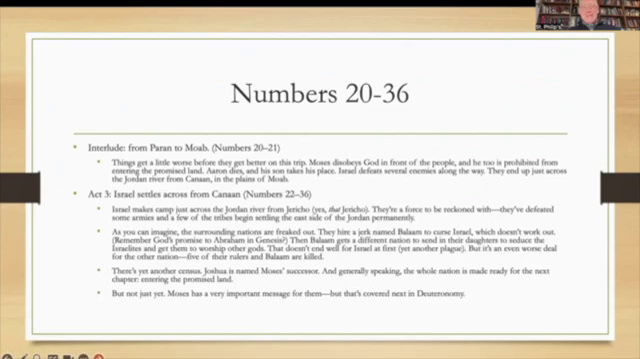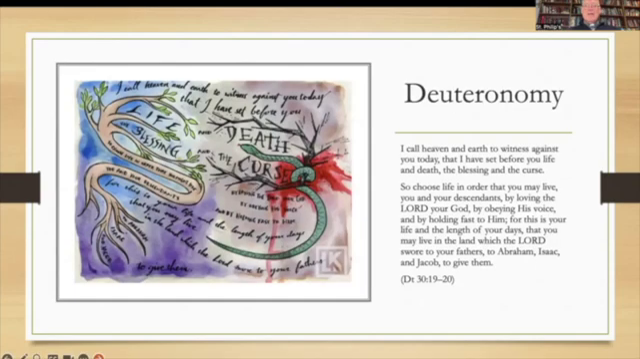There's yet another census. Joshua is named Moses' successor, and generally speaking, the whole nation is made ready for this next chapter. They're about to enter the promised land. After a whole generation of wandering in the wilderness, they're just about ready, but not just yet. Moses has a very important message for them, but it has to wait for Deuteronomy.